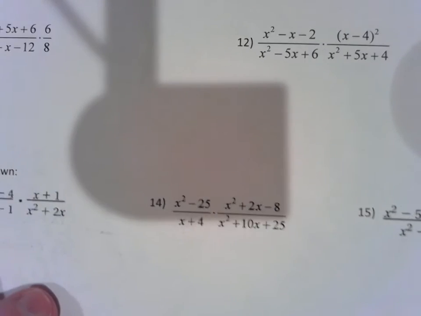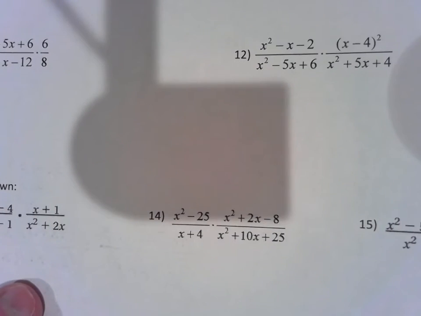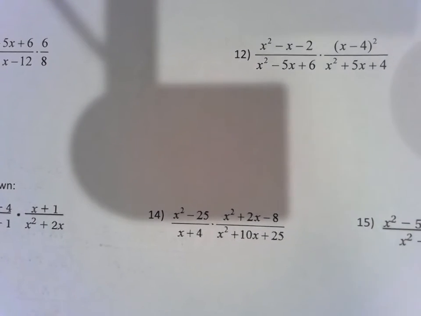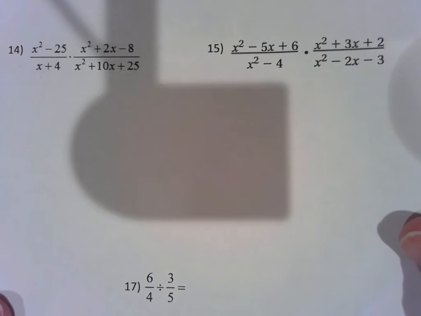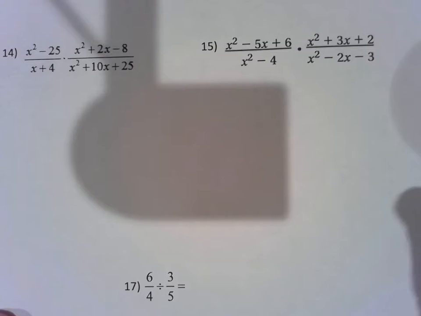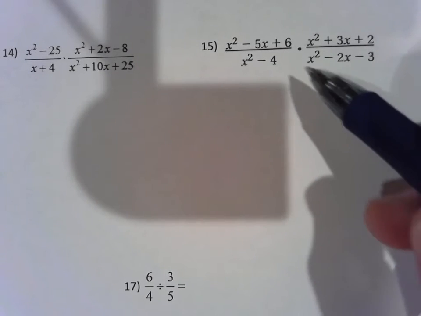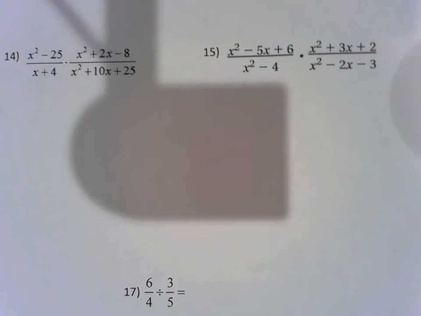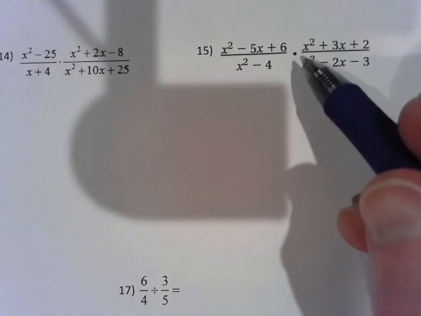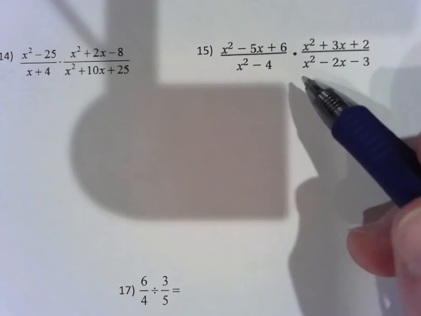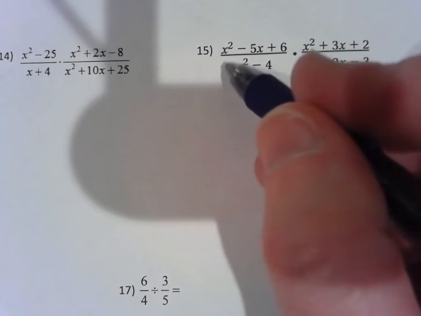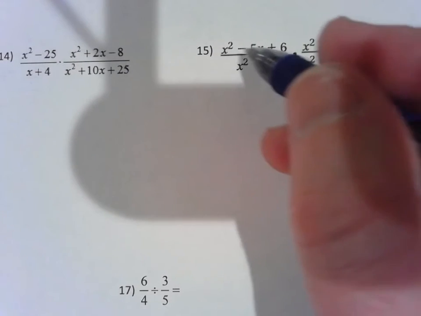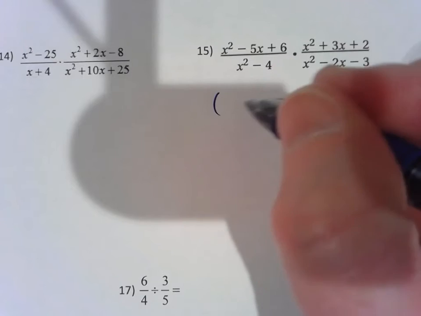Right. On the back side, so we did number 11 and 12 in class. And so just as a reminder, we'll take the one that looks the most complex, number 15. So anytime you see multiplication, it means we got to factor everything right from the start. X squared minus 5x plus 6. There's no common factor.